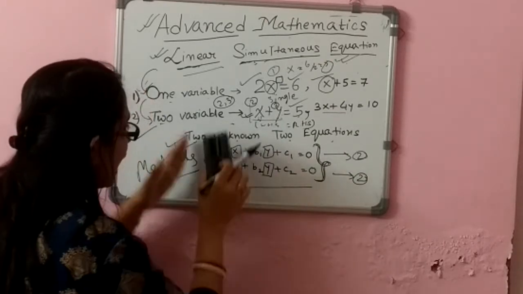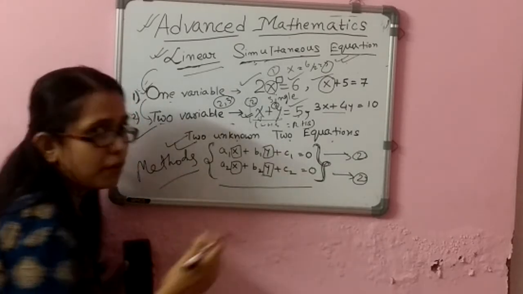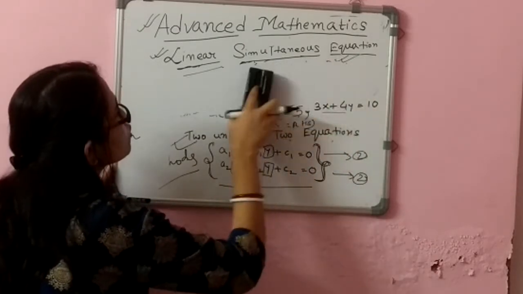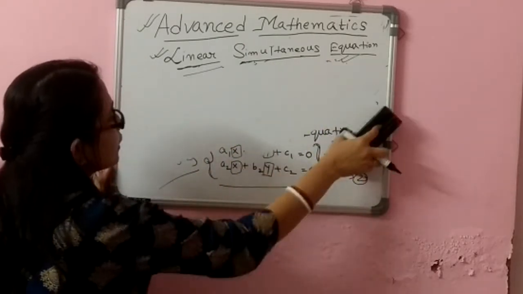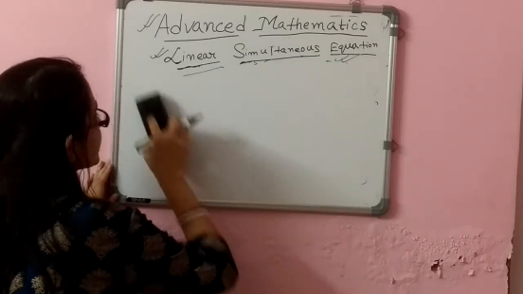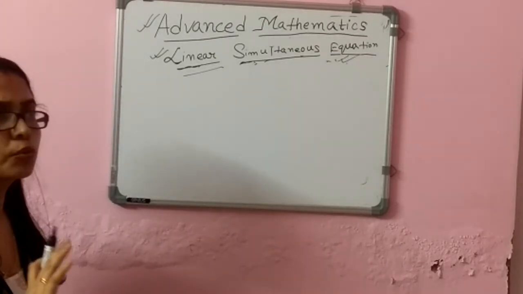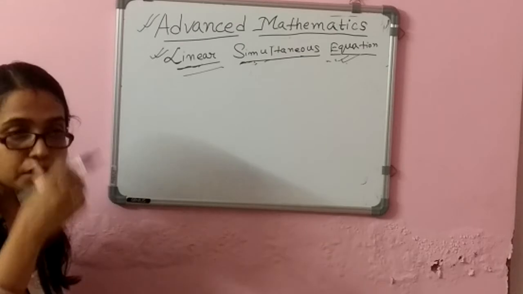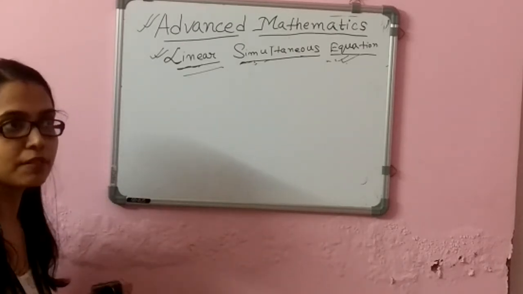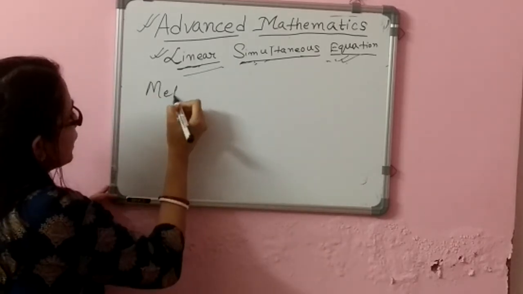But how to solve these 2 unknowns and 2 equations? Now I am going to explain it to all of you. There are 4 methods to solve it. In this chapter, you will get questions from these methods, and also you will have to form some linear equations. This type of question will also be asked. But mainly these 4 methods are very important.